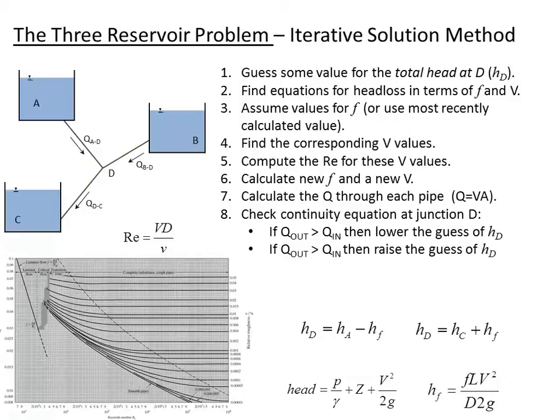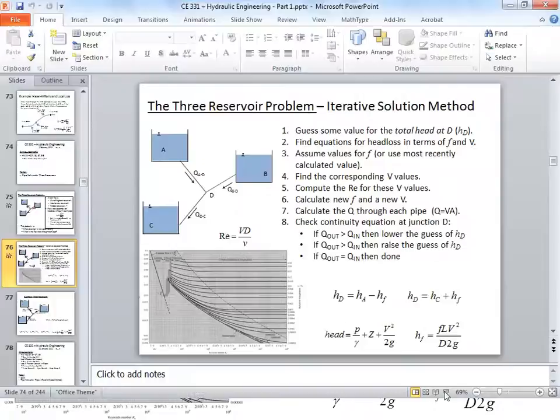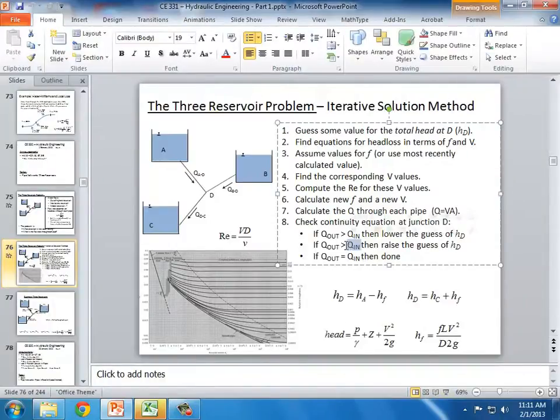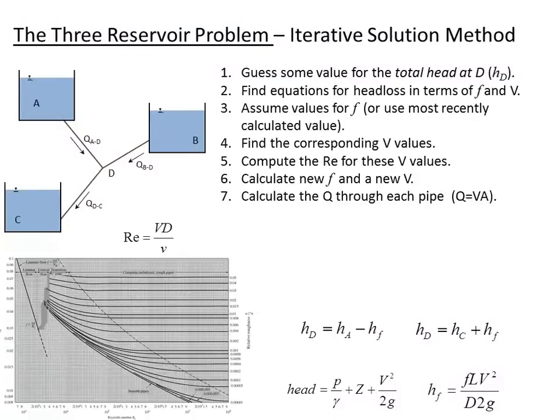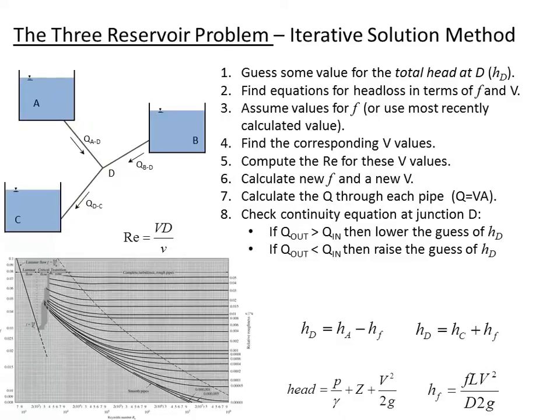On the other hand, if I didn't change the signs there, correct this in your notes. If Q out is less than Q in, then that means that you have to raise the guess of the head at D. So D is too low, then that means you're going to have a lot of water flowing into D because it's a really low energy location and not very much of a driving force from D towards C.